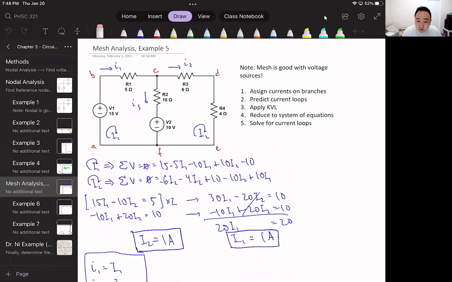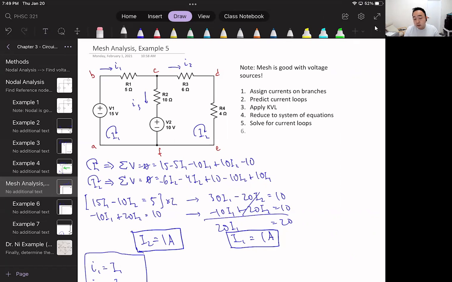All right, so if I have a circuit like this, I'm only going to solve so much of this. Really my goal here is just to show the different steps. Again, here are the steps listed out. So I have 5 steps: assign currents to branches, predict current loops, apply Kirchhoff's voltage law this time around, reduce the system's equations, and then solve for the current loops here. All right, so let's go step by step.